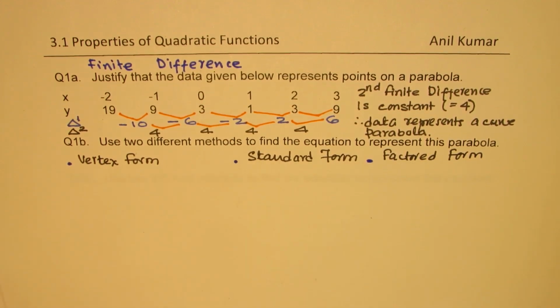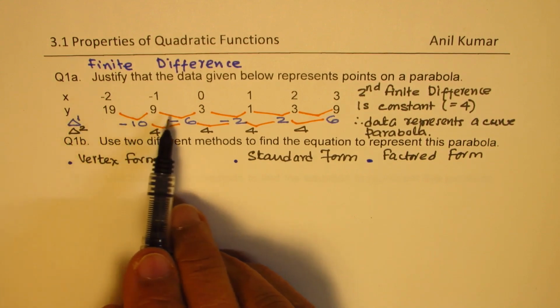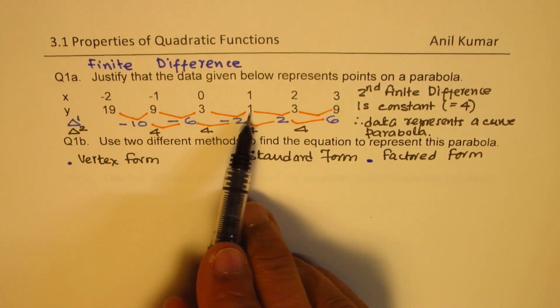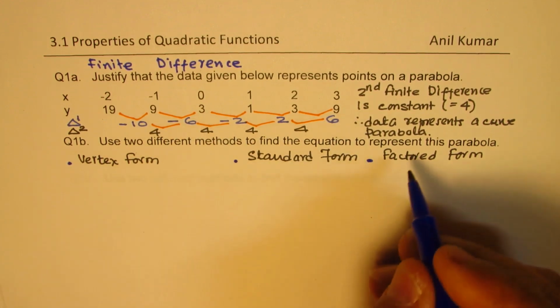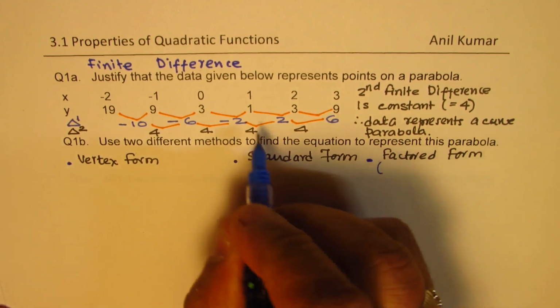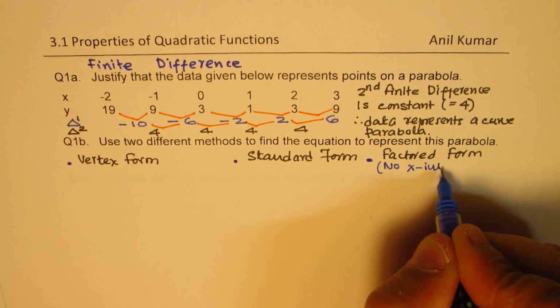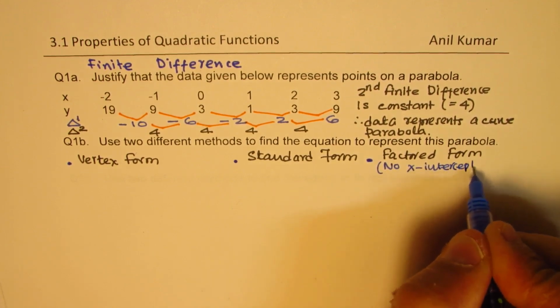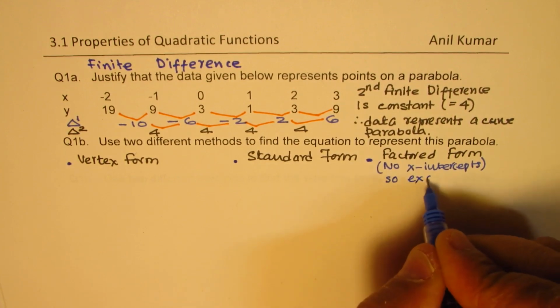Now these are standard ways. However, from this particular data, you know the y value is not 0 and it is not going to be 0. So in this particular case, factored form is not your choice. Now here, there are no X-intercepts. Let me write down a note here. We do not have X-intercepts. So, excluded.